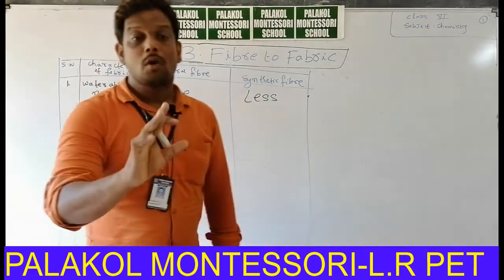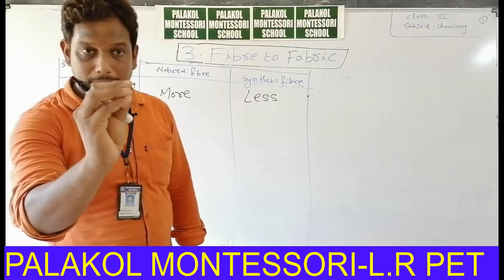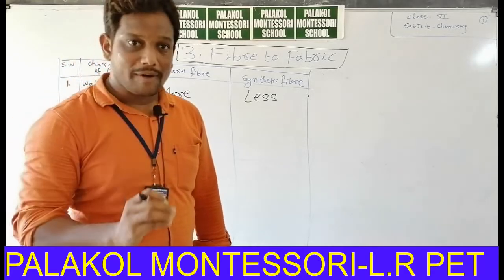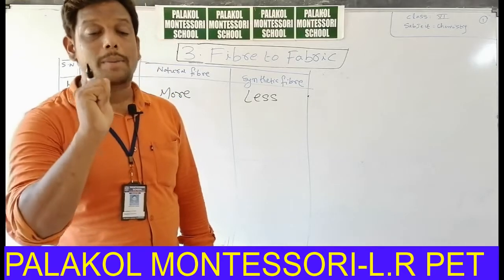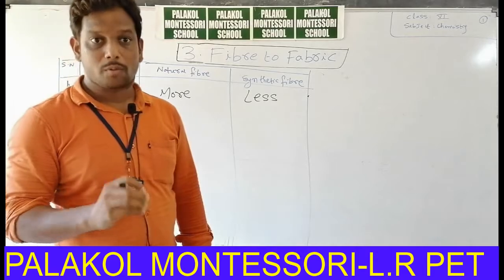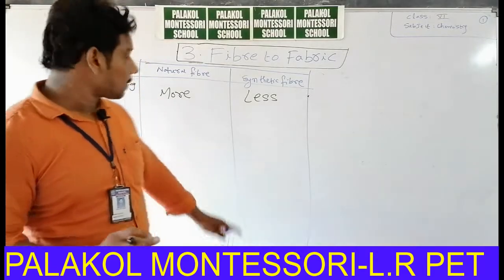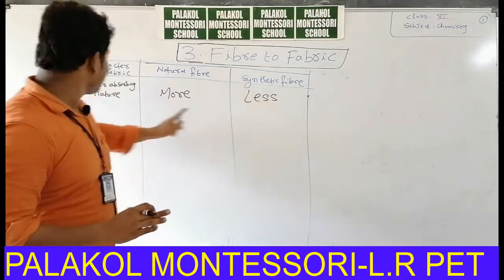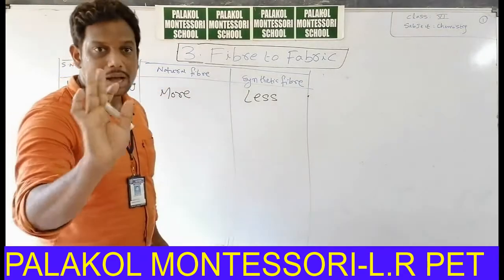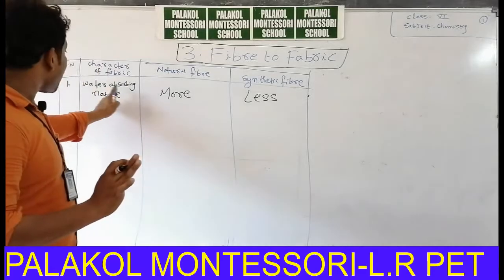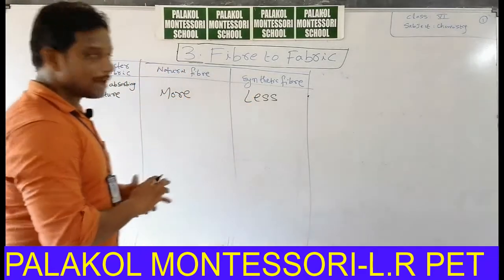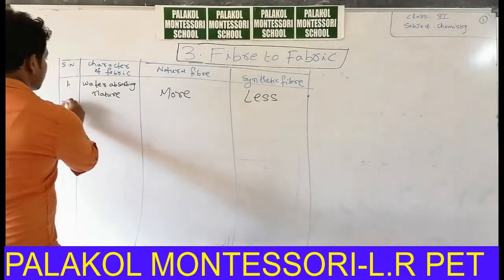Say for example, we prepare umbrella cloth with nylon fabric. Why do we prepare umbrella cloth with nylon fabric? It is waterproof. It does not absorb water. That means synthetic fiber has less or zero water absorbing nature. So water absorbing nature is more for natural fibers, less for synthetic fiber. This is the first property.